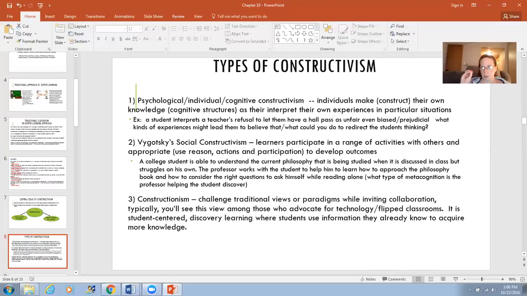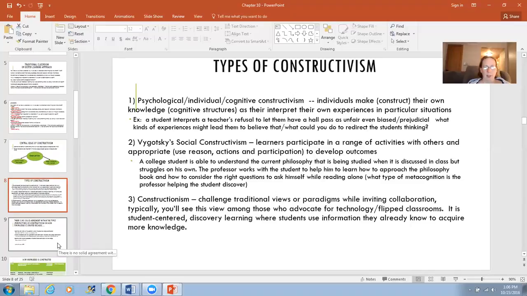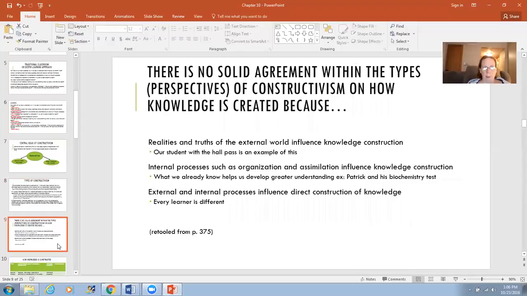And constructionism, again, is tied to technology. So typically we would have a video or some other, you could have an audio, but in this day and age, video is so cheap and easy to do, why wouldn't you do that? So constructionism is student-centered discovery learning where students use information they already know to acquire more knowledge. That's the big thing. The big distinction that we need to make is that constructionism will employ technology.